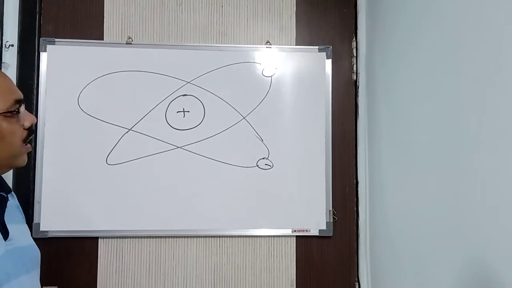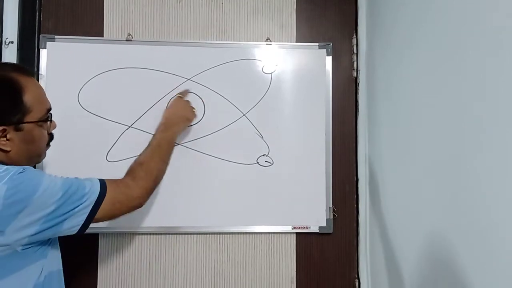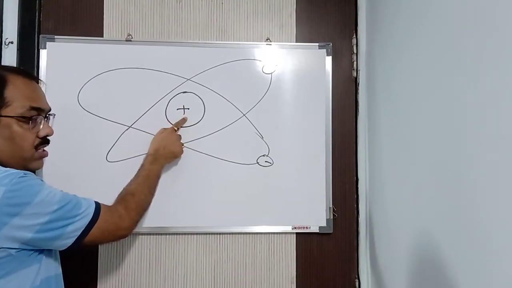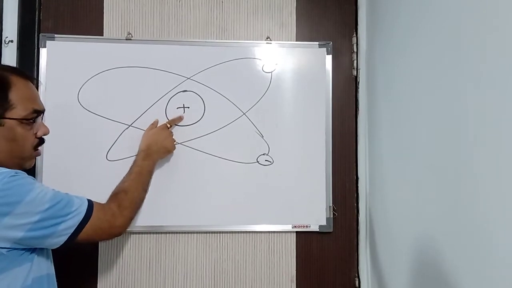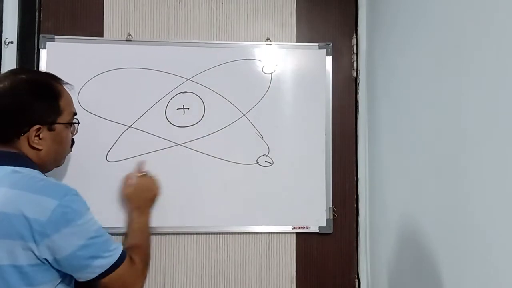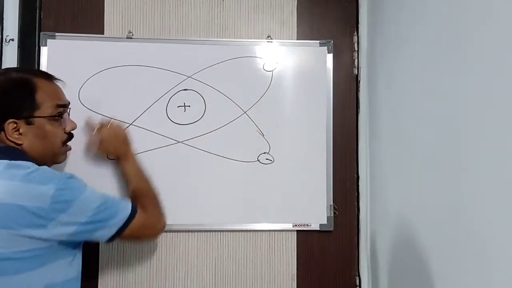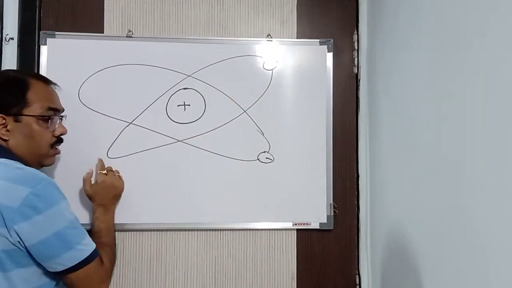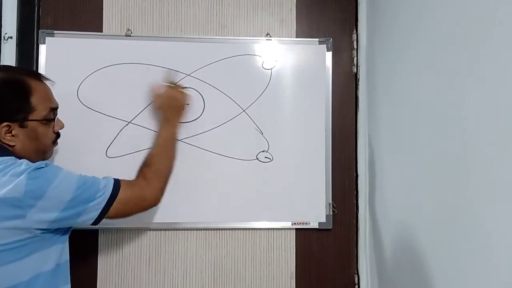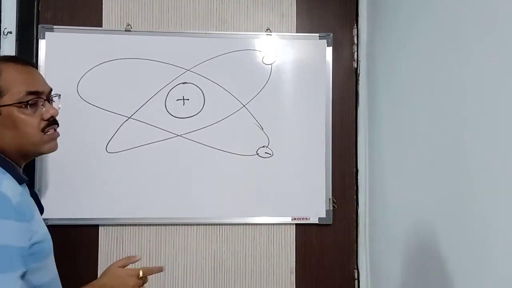Again I repeat, according to Rutherford, the nucleus plays the role of the sun, which is positively charged. I've already said, Rutherford discovered the nucleus. And electrons are revolving around the nucleus in their own path, in the circular path. You can see the circular path. Got it? Electrons are revolving around the nucleus in a circular path, just like the planets in the solar system.